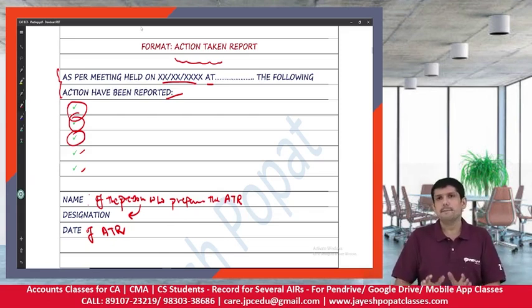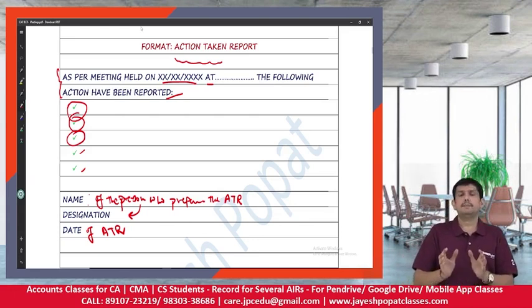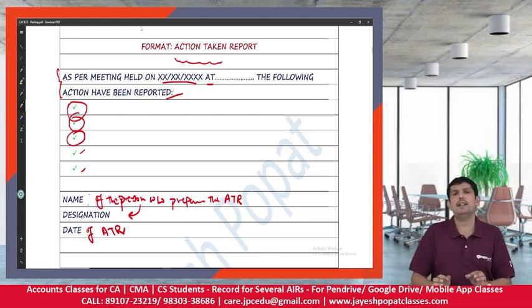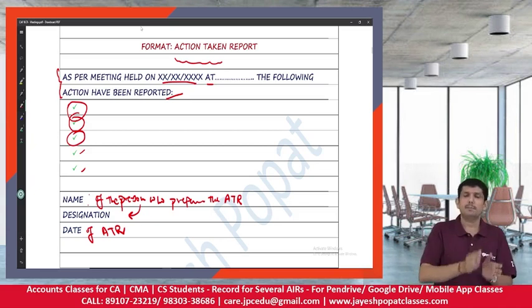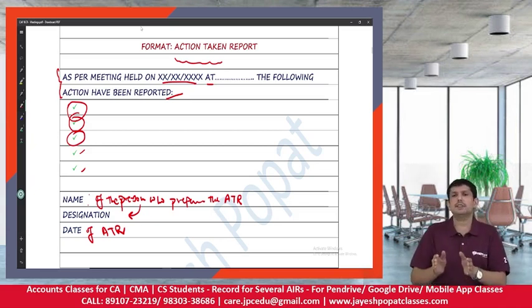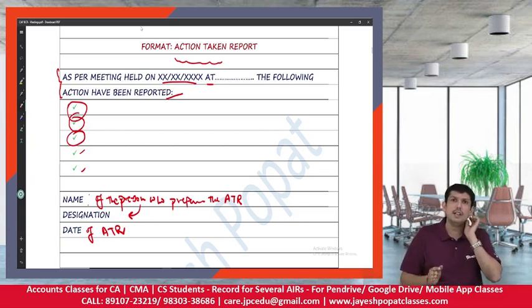See, this is very simple. In the exam, you can expect a 5-mark question, which may ask you either to prepare an agenda, or maybe the minutes of the meeting, or maybe the action taken report.